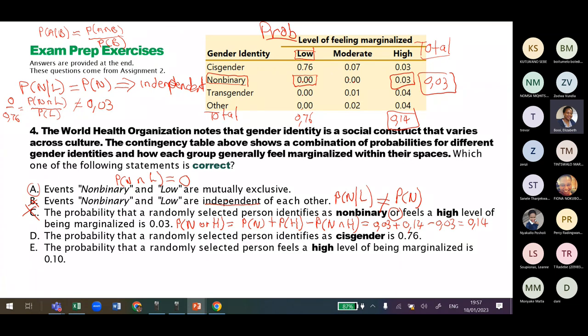Okay, so D, how do we validate D? D says the probability that a randomly selected person identifies as cisgender. Then it means simple probability cisgender, which means we need to calculate the total. That's where we will find the probability cisgender. It will be given here. So by adding 0.76 plus 0.7 plus 0.3, what is the answer? 0.86. Therefore, D is incorrect, because cisgender is on its own, so it is a simple probability. Remember, on a contingency table, inside here, these are joint probabilities. The totals are your simple probabilities, or what we call marginal probabilities.